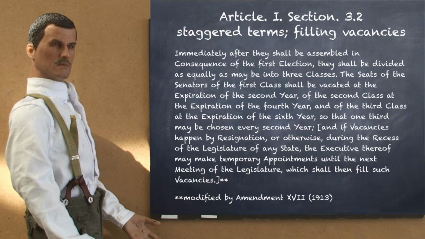And you notice that one part at the very end says, and if vacancies happen, it's in brackets, because it was modified by the 17th Amendment in 1913. So I think what happens now is if there's a vacancy, the governor of the state will appoint a temporary senator, and then they have an election.